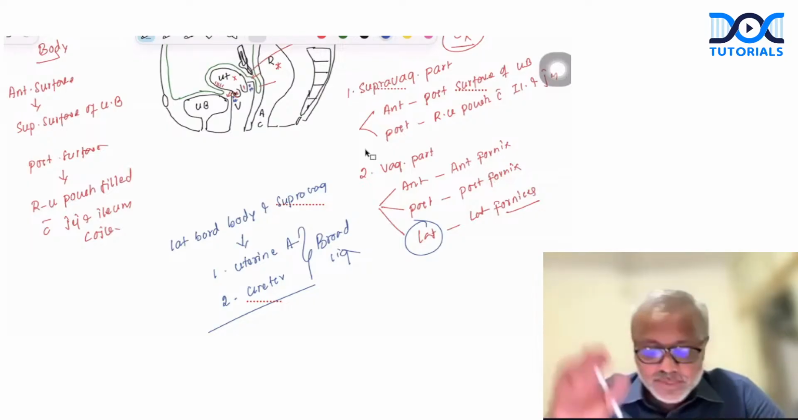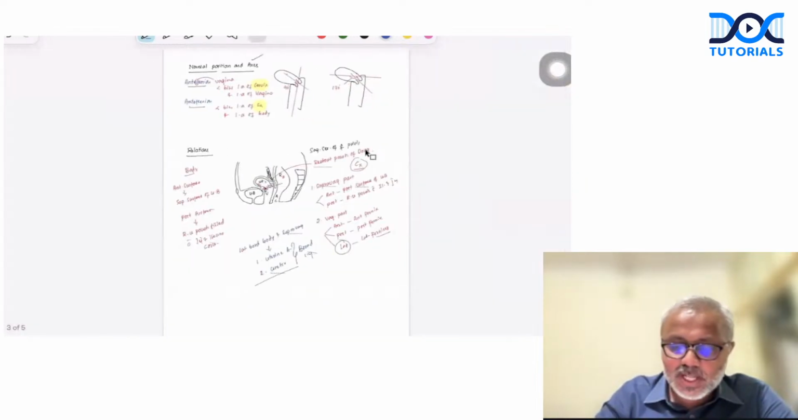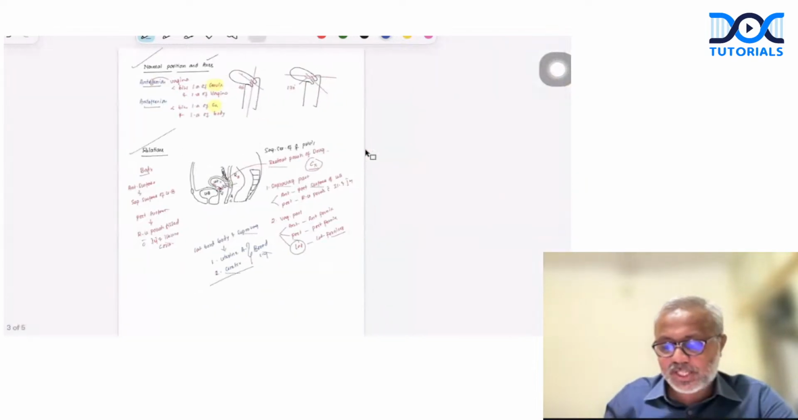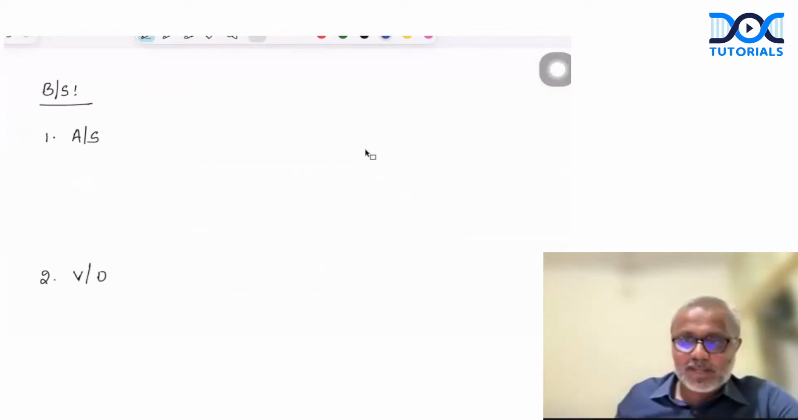Hope this is clear. So we started with what? Definition. We then discussed measurements. Then we talked about subdivision. Then we talked about normal position and relations. Now, before we close, blood supply.